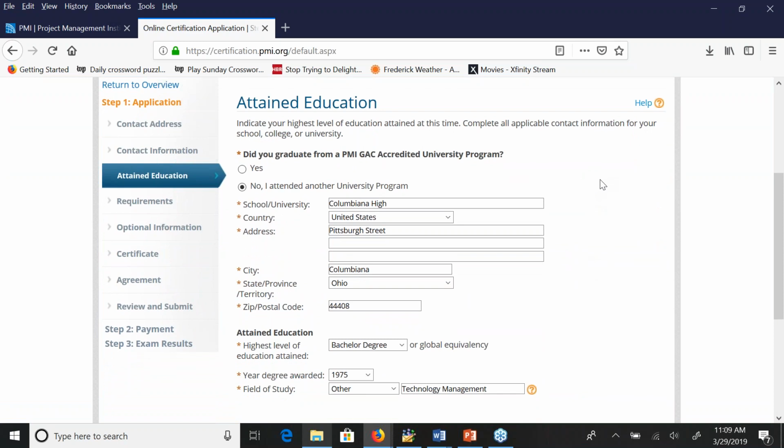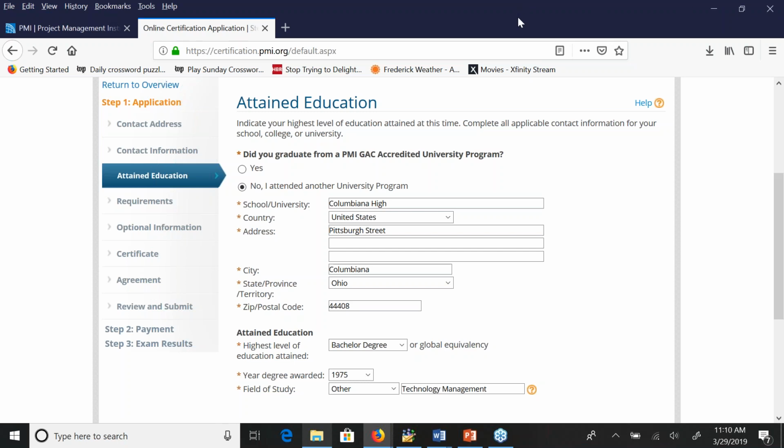Everything up till now was primarily administrative. This is what matters. This is the part where you really have to start thinking about, okay, what did I do? First, did you graduate from a PMI GAC accredited university program? I don't care. I know I should care. I should care deeply. PMI wants me to care. But the reality is, does it change anything? And the answer is no. It doesn't change squat.